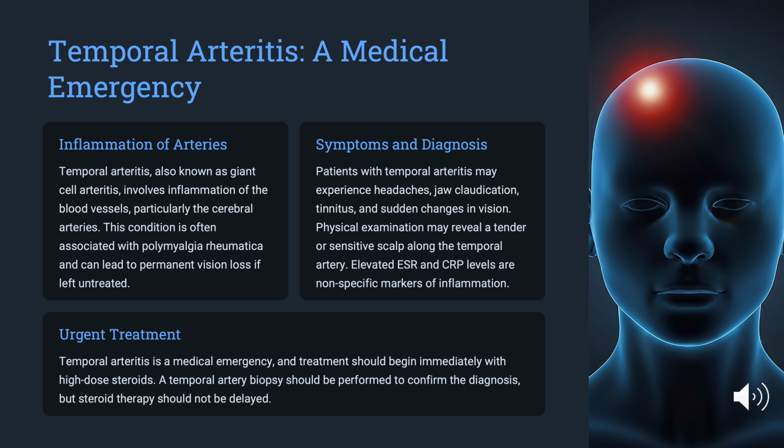While a temporal artery biopsy remains the gold standard for confirming the diagnosis, steroid therapy should not be deferred pending biopsy results, given the urgency of the condition. Early intervention is key to preserving vision and mitigating the potentially devastating consequences of temporal arteritis.